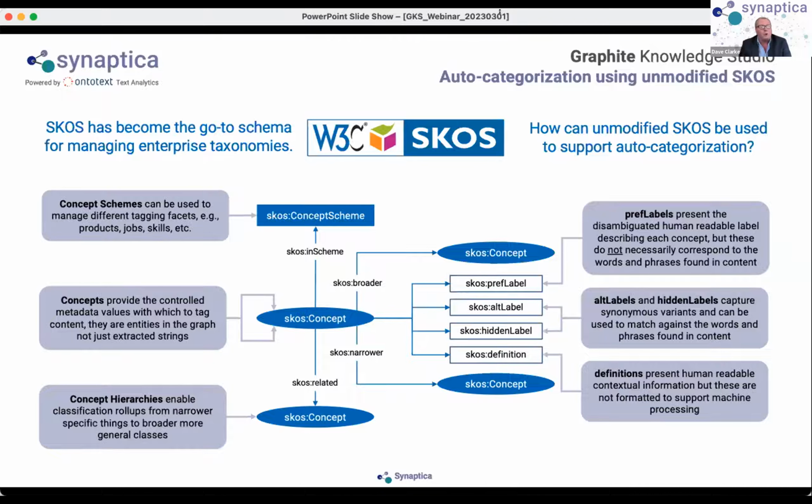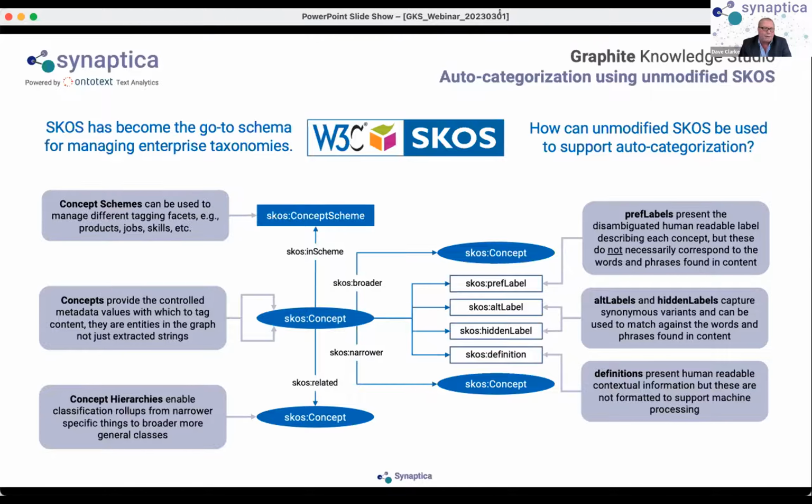So a concept scheme is an important part of auto-categorization as being a container of categorization concepts. Concepts themselves are, of course, the core of this. And a concept is not just a string. A concept is a thing. It has unique identifiers, and in the SKOS world, these are HTTP URIs. And these concepts are the granular thing that means you can categorize content not by string metadata, but by thing metadata. Really important distinction.